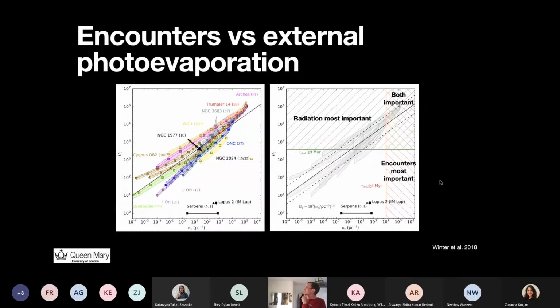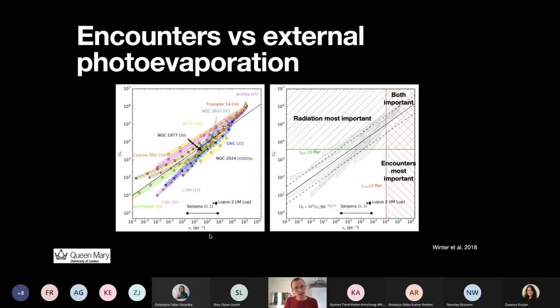So I've mentioned two processes in clusters that can affect the disks. One is gravity, so a star flies by and affects the disk, and the other one is radiation. So which one's more important? Well, Andrew Winter had a nice paper comparing the two processes.